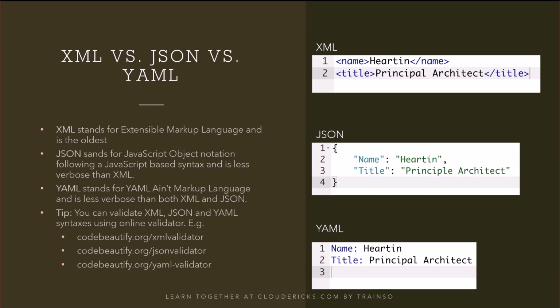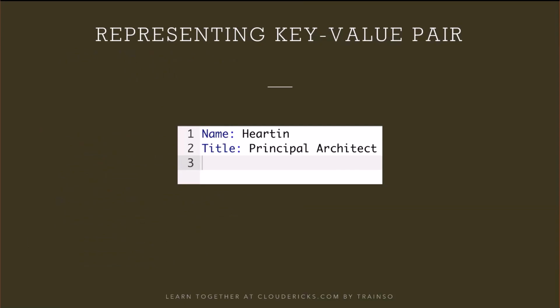You can validate your XML, JSON, and YAML syntaxes using online validators. You can just search in Google and find a lot of online validators, or you can use an IDE like Visual Studio Code, which is also free. And most of the other IDEs like IntelliJ or the regular Visual Studio all have YAML support today. So first, let us see how we can represent a key value pair in YAML. It is very straightforward. You have name, colon, value. So here the first element is name and its value is Hartin. Second is title and its value is principal architect.